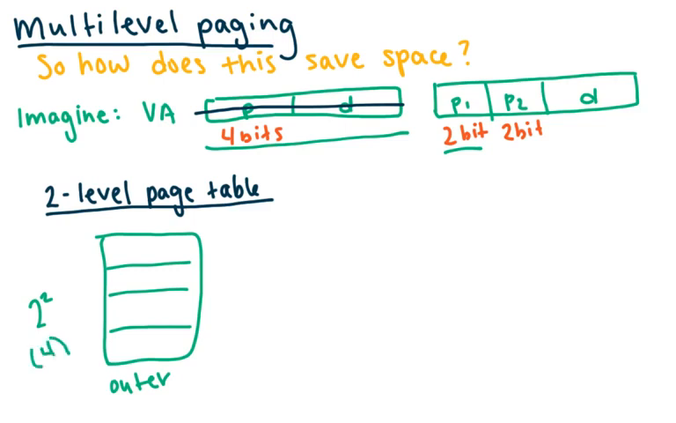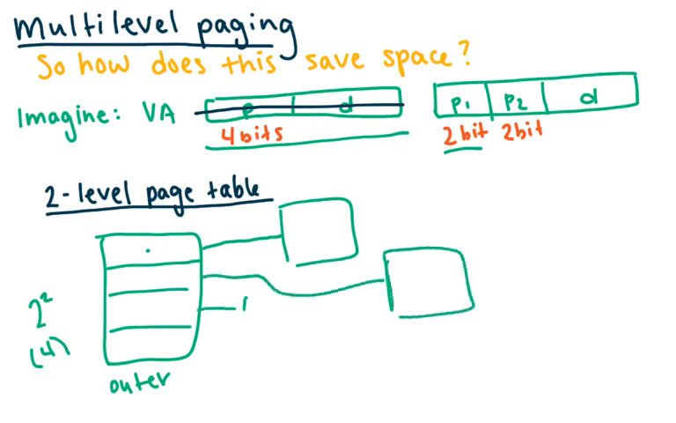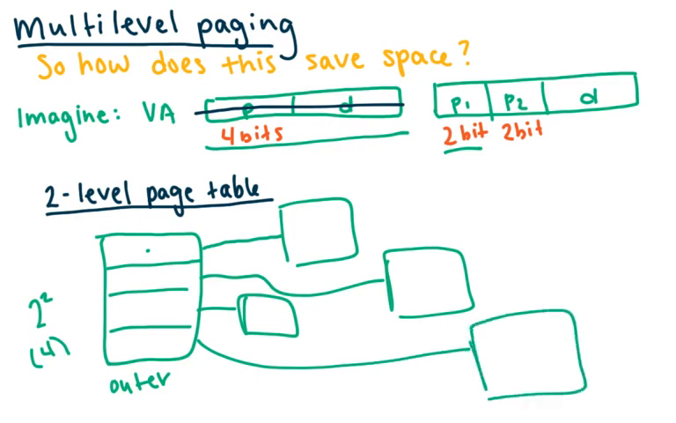So now each one of these entries is going to have an associated second inner page table. So let me draw those. Each one of these is going to have an inner page table. Draw that one out there. And we have 2 bits to address into that one, so they can also have 4 entries each.